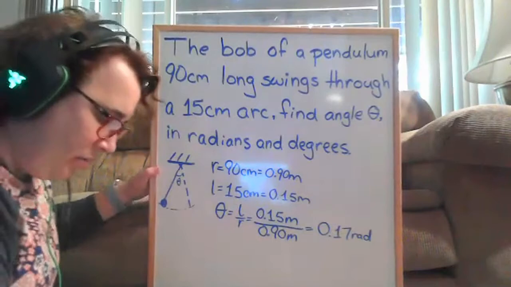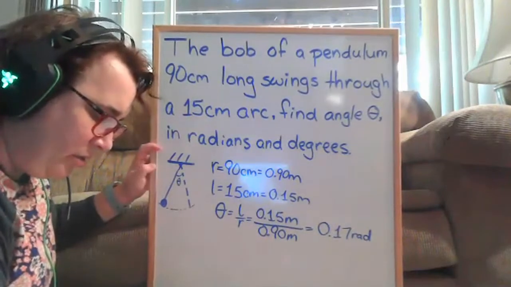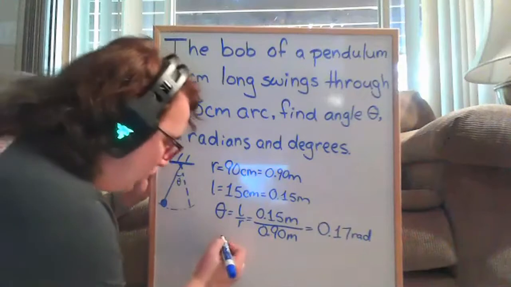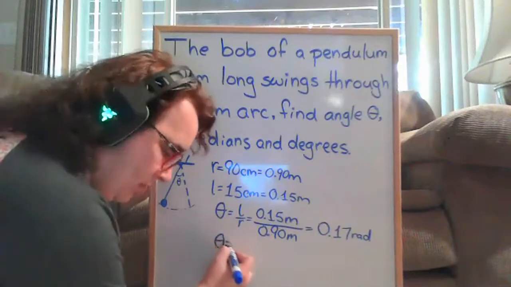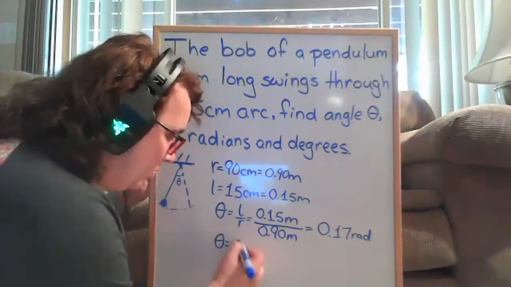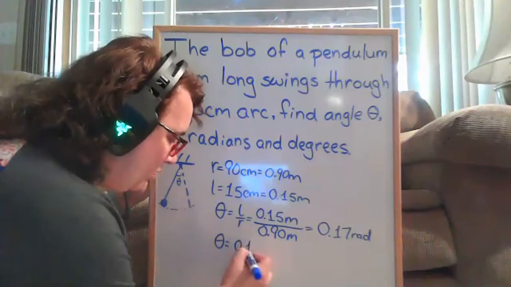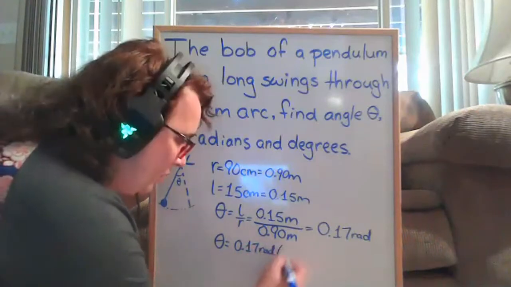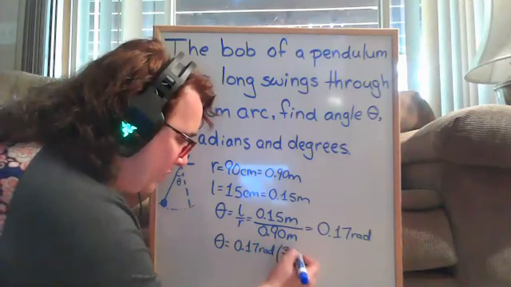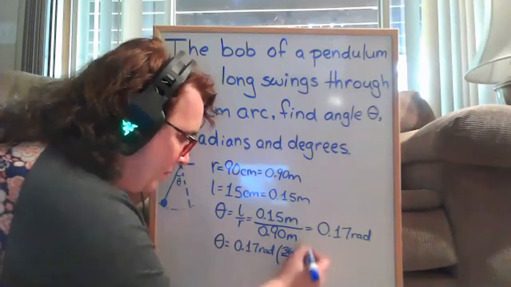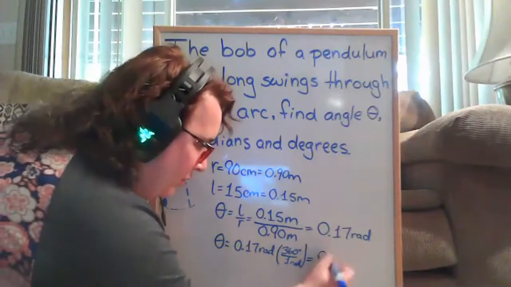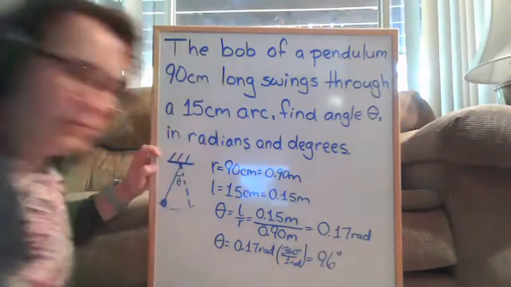And then to get this into degrees, you're going to take theta is equal to 0.17 radians. There are 360 degrees in 2 pi radians, and that equals 9.6 degrees.